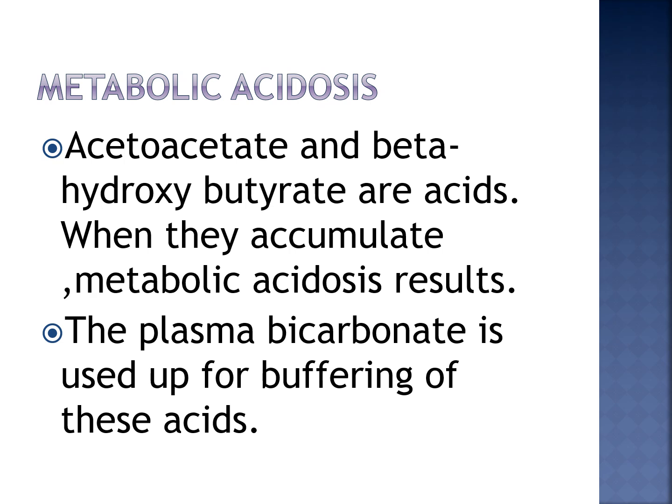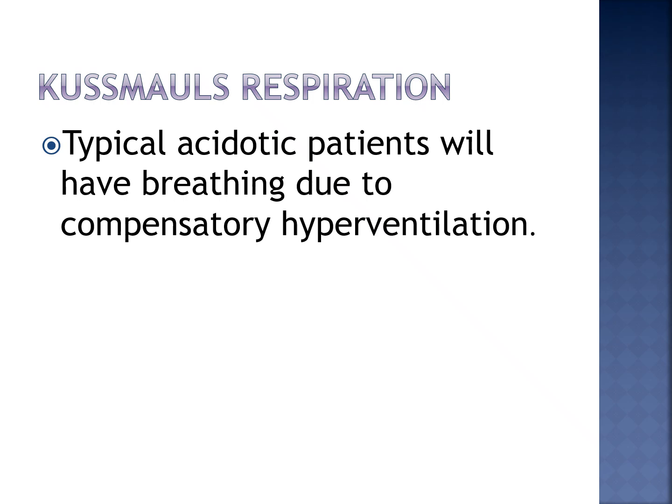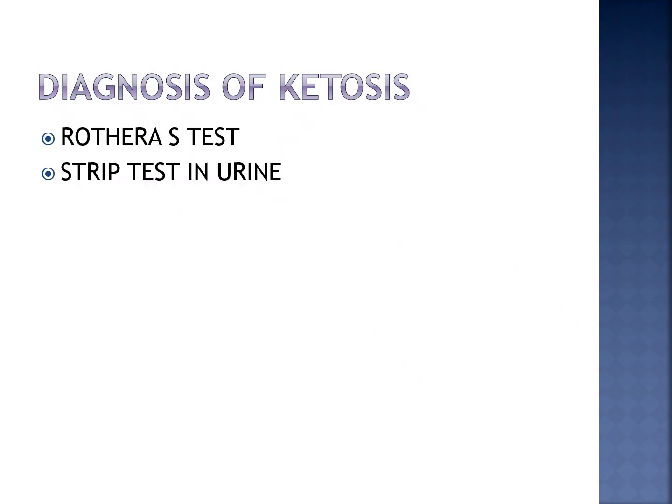Metabolic acidosis and Kussmaul's respirations. Ketones like beta hydroxybutyrate are acidic. Too much acid begets a metabolic acidosis. Your body compensates by breathing hard and fast, called Kussmaul's respirations. So typical acidotic patients will have breathing due to compensatory hyperventilation. Also, the breath may smell like acetone. It's a warning sign for the coma stage.